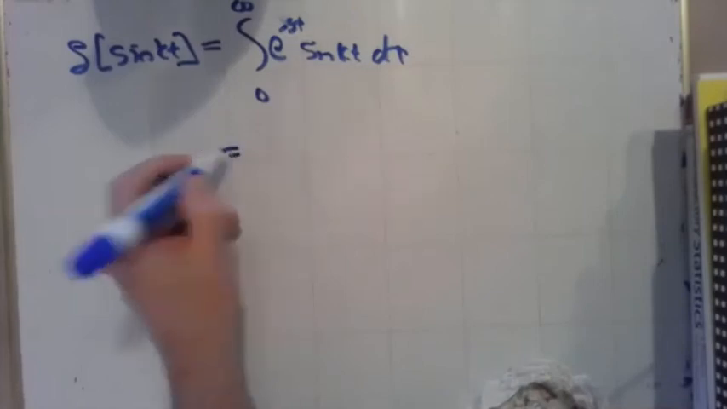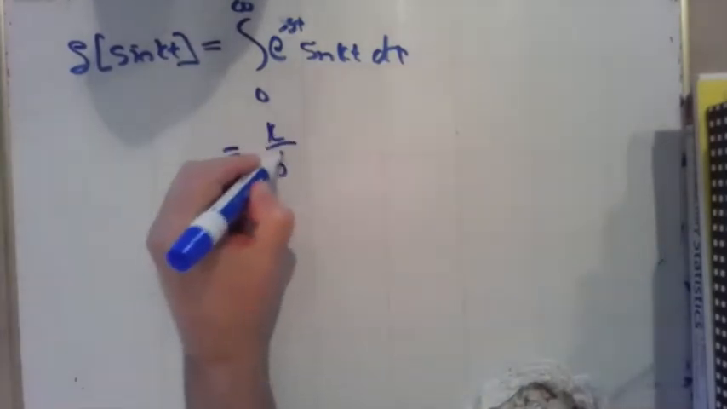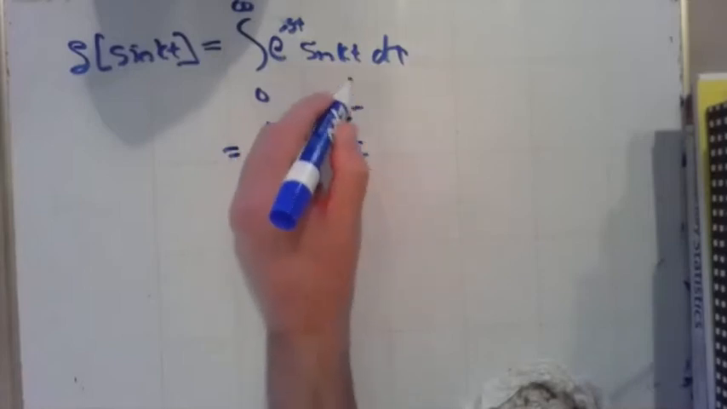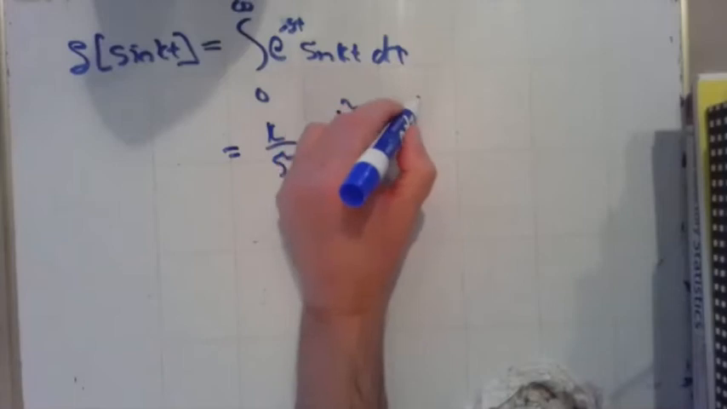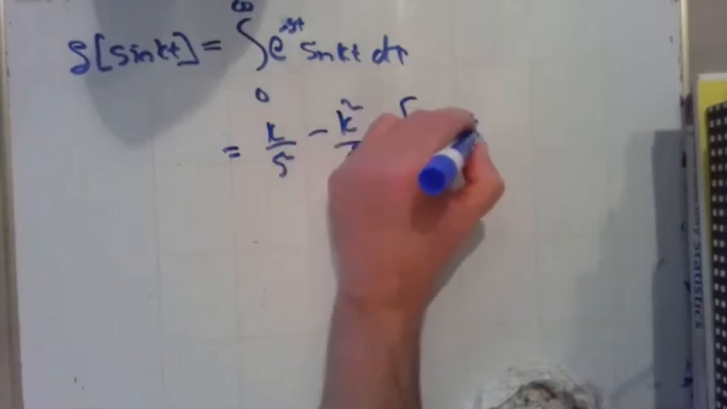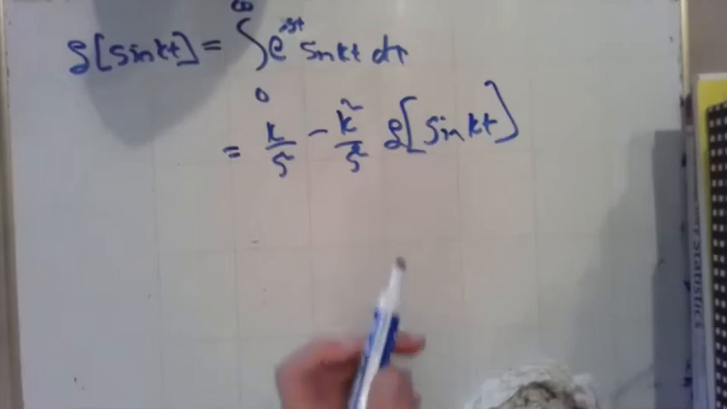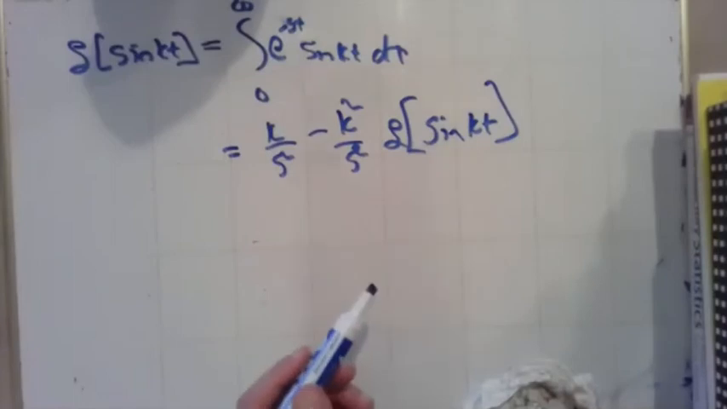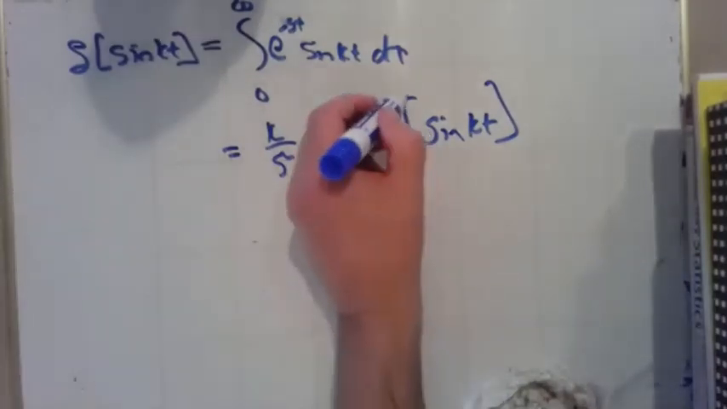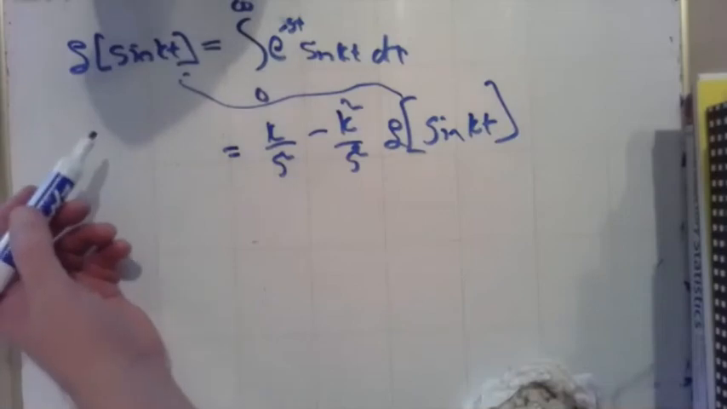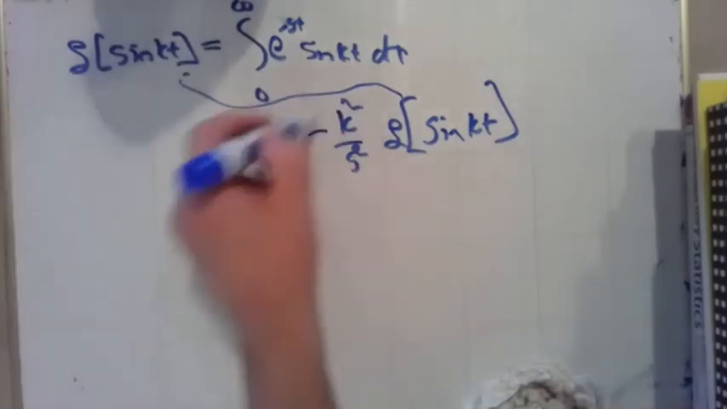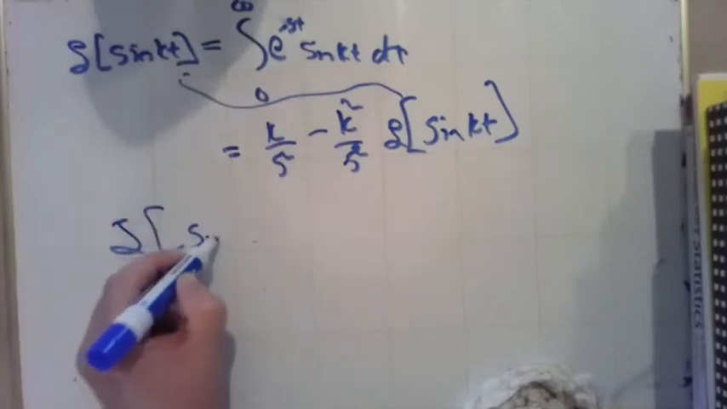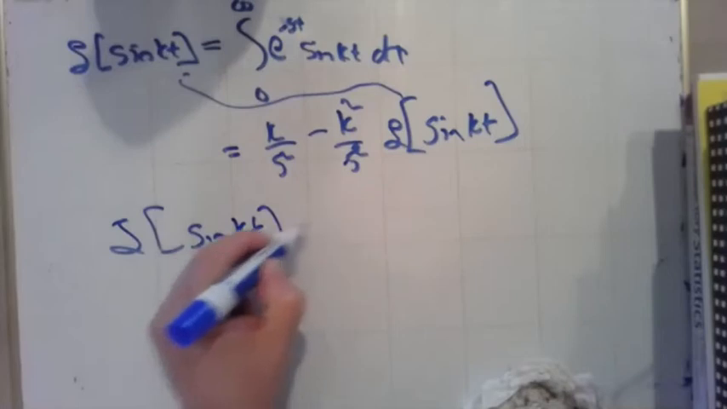This will be k over s squared minus k squared over s squared times the Laplace transform of sine of kt. This is one of those ones where you do it twice and you end up with the same thing again. So you pull this guy over to the other side and you have two of them, or you have one plus this. Divide through, a whole bunch of algebra here. We end up with this formula.